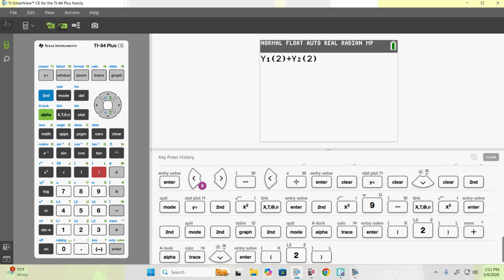So what we're telling it to do is take 2 and plug it into y1 and find that value, and plug 2 into y2, find that value, and add those two values together. Once you get both of those typed in, hit enter. And that's the value of it. It asks us to round to 2 decimal places, so 3.65.